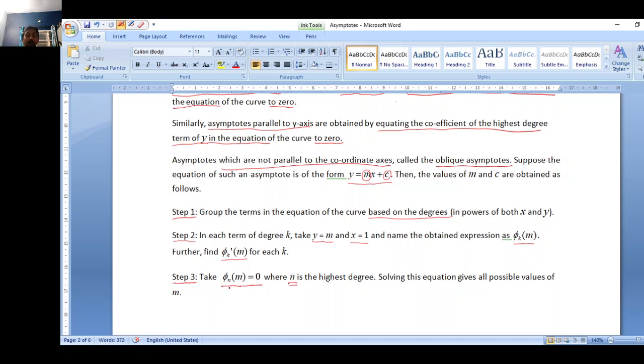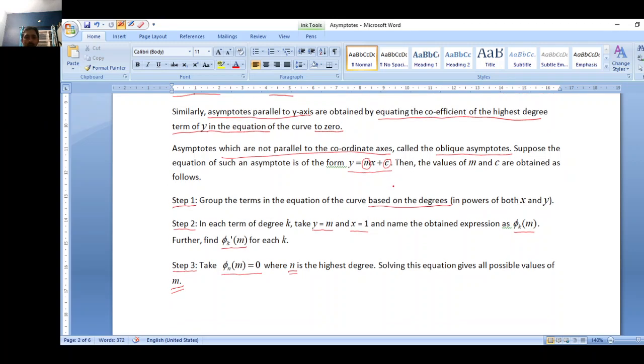This will be an algebraic equation of degree n. So this will have n roots, and each of the roots will give you the corresponding value of m. Now, based on what m is, we'll find out the corresponding c's in the next step.